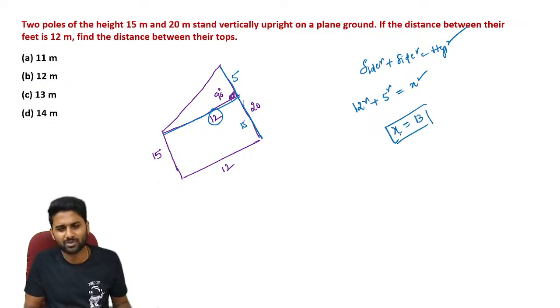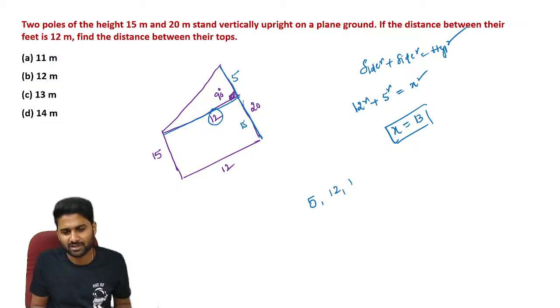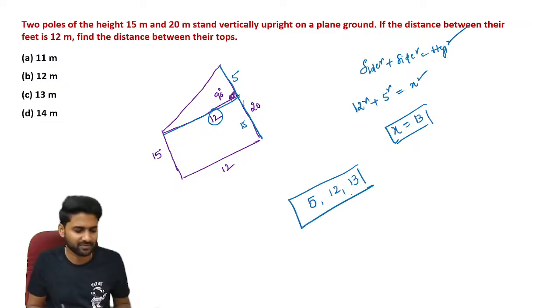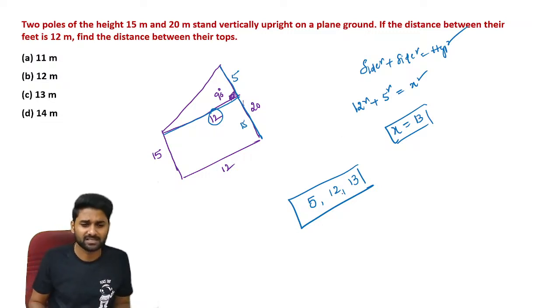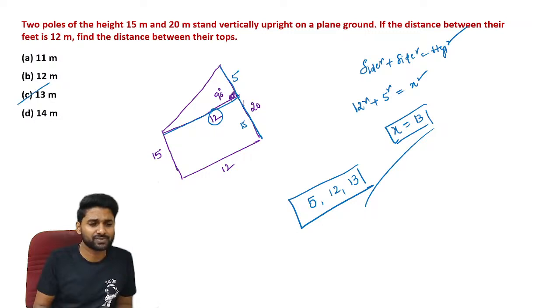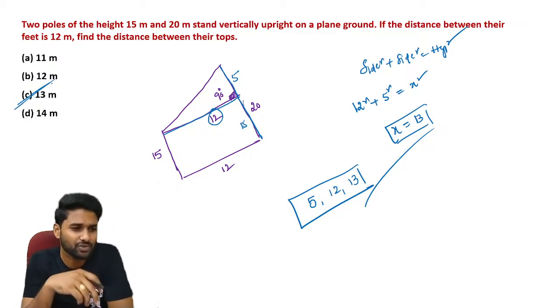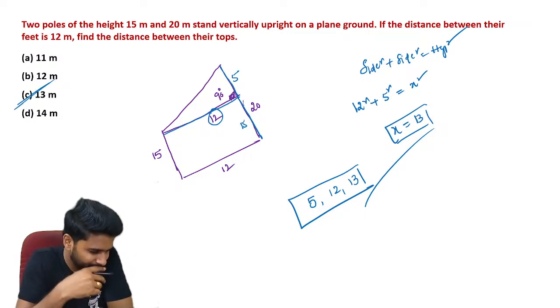Why? Because it's all about the Pythagorean triplet. So here 5, 12, 13. Remember the Pythagorean triplet values, like 3, 4, 5. In the same way, 5, 12, 13: 5 square is 25, 12 square is 144, and the sum is equal to 169. Just remember this Pythagorean triplet and use it for direct calculation. And choose your option: 13 meters.